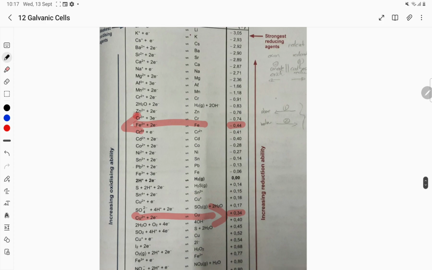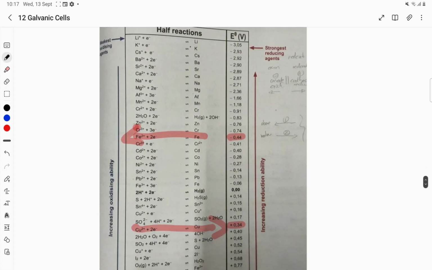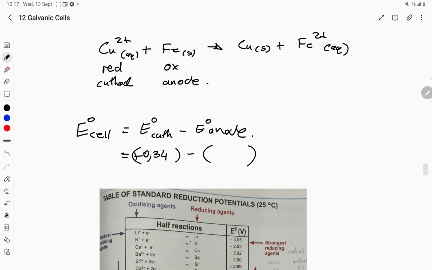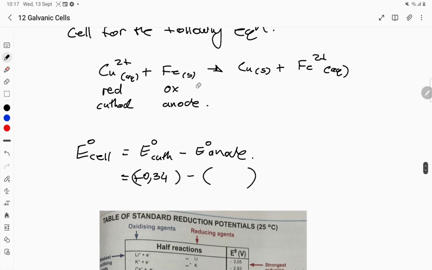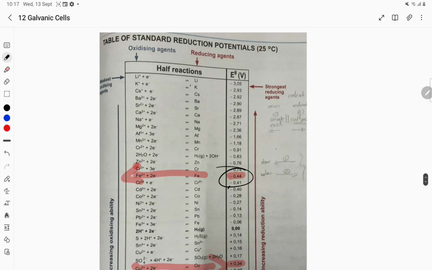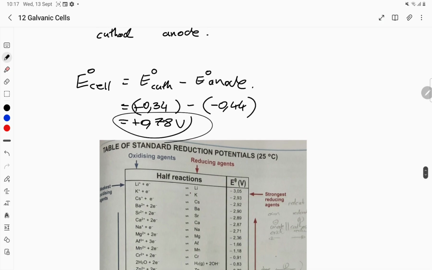Anyway, we plug those values in. So what's at the cathode? We said it's copper 2+ going to copper. That value is 0.34, positive, so we're just going to say 0.34. And the anode, we decided using our various little rules, is where the iron and iron 2+ goes. It's going to the left, but we're still going to plug in that negative 0.44. And boom, we get an answer of positive 0.78 volts. And it's quite important: if your E cell is positive, that implies that it's a spontaneous reaction.